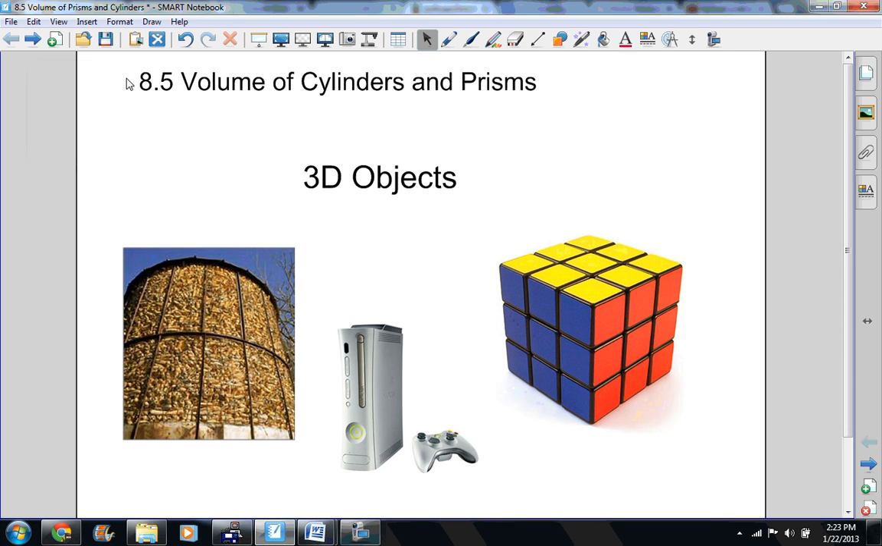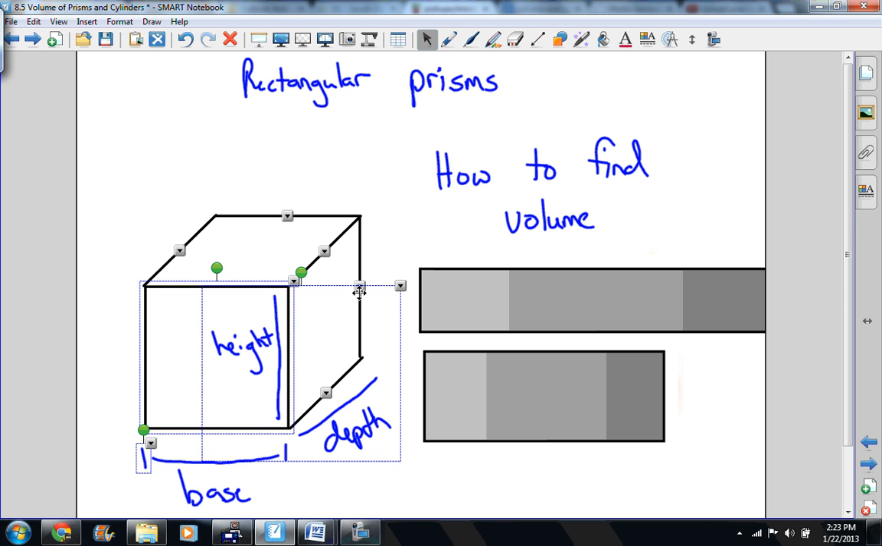Today we're going to work on finding the volume of shapes like cylinders, something like a silo, or what we call prisms. A Rubik's Cube is a square prism because one face is a square. An Xbox is a good example of a rectangular prism because the front side is a rectangle. Okay, the idea of volume is that volume is what is inside.